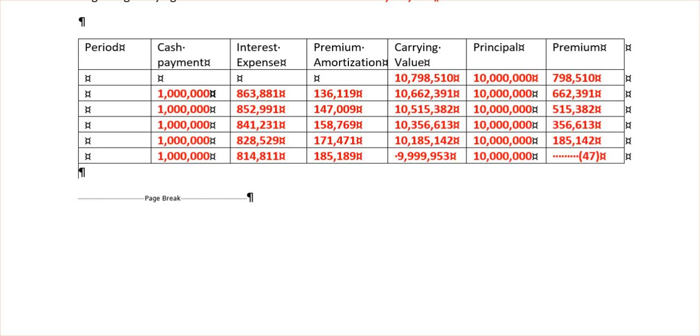So if carrying value goes down, then what is happening is that the amortization is going to change with the value of the carrying value. So this happens within our table. All right. So interest expense is going down because carrying value is going down when you have a premium.